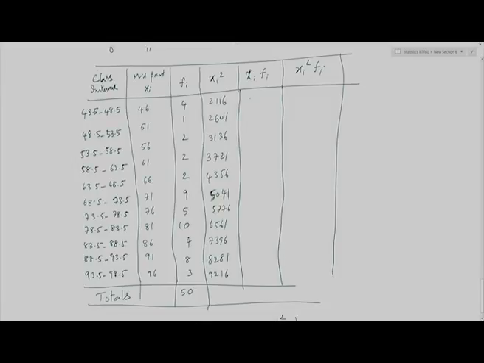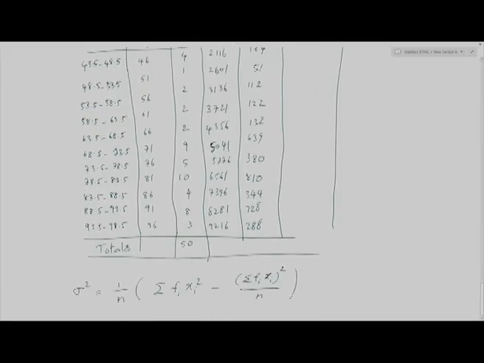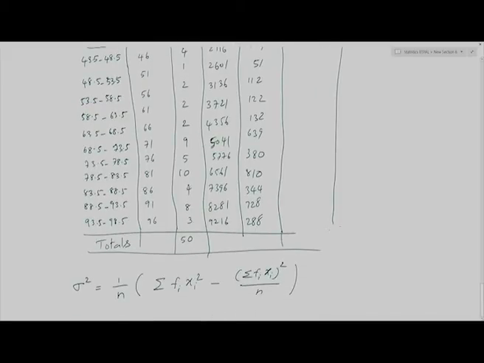and xi Fi 184, 51, 112, 122, 132, 639, 380, 810, 344, 728 and 288. Now, I am not going to write the last entry, which will be a bigger number. So, let me write down the sum.